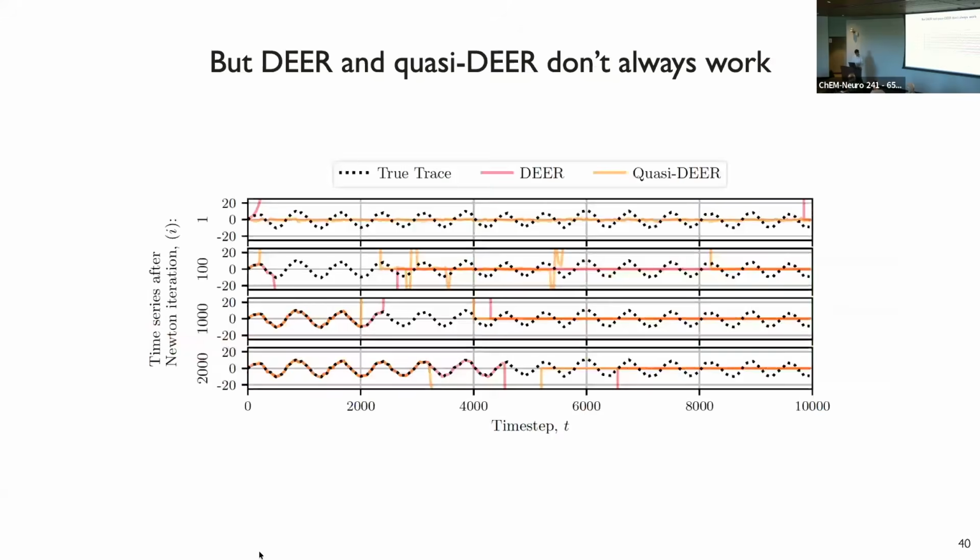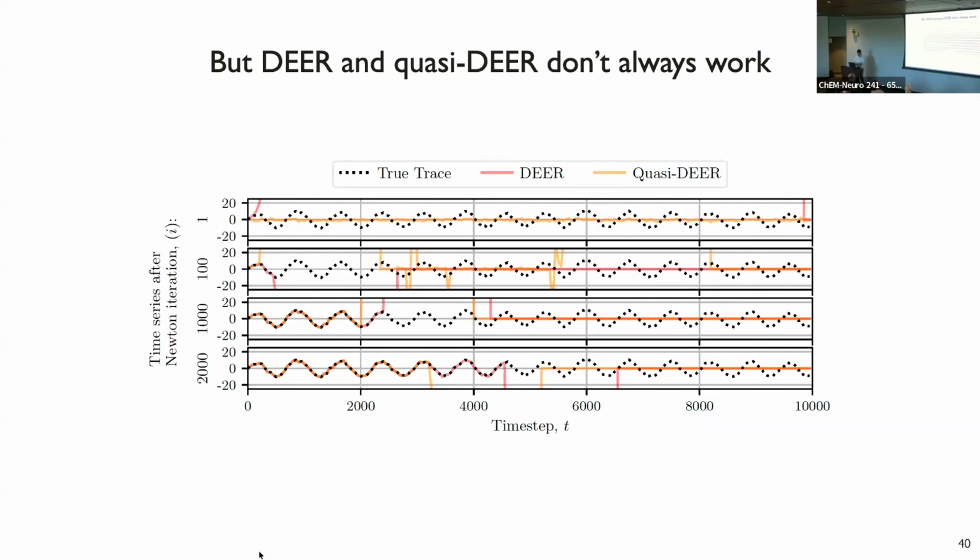But DEER and quasi-DEER don't always work. Here, we're trying to get DEER and quasi-DEER to do a pretty simple task, which is just to recapitulate a sine wave. That's the dotted line that's oscillating. And you see, as we try the DEER and quasi-DEER traces, it's literally going off the charts. DEER is going off the charts there, quasi-DEER is going off the charts there. It's being very unstable. And this, again, is no surprise to folks who've worked with Newton's method in an optimization setting. It can be unstable.